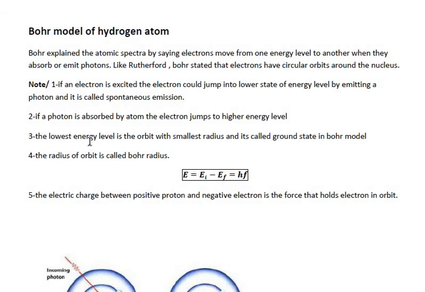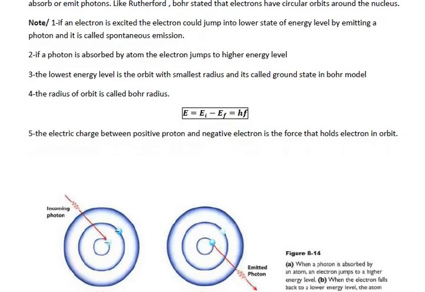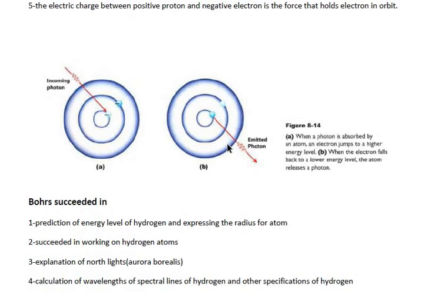The third one says the lowest energy level is the orbit with the smallest radius, and it's called the ground state in Bohr model. The radius of that orbit is called the Bohr radius. To understand these two points, we have to look at this figure. Figure 8.14. As you can see, we have an atom with 3 energy levels for an electron. When an electron, as we said, absorbs energy, it jumps to a higher state, and when it emits that energy, a photon, it returns back to its ground state.